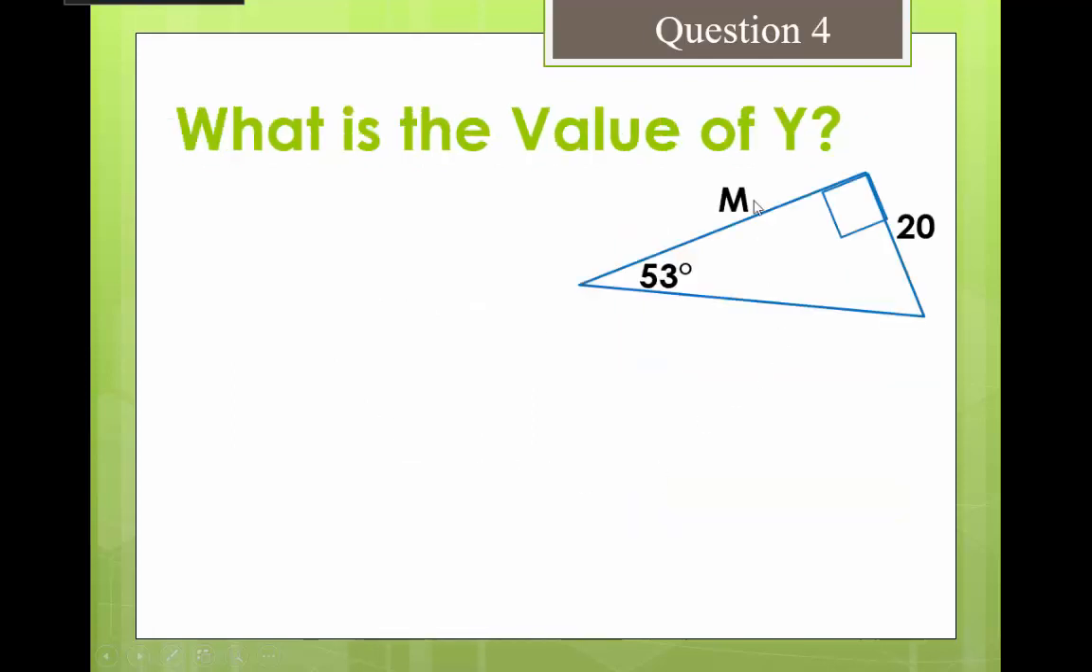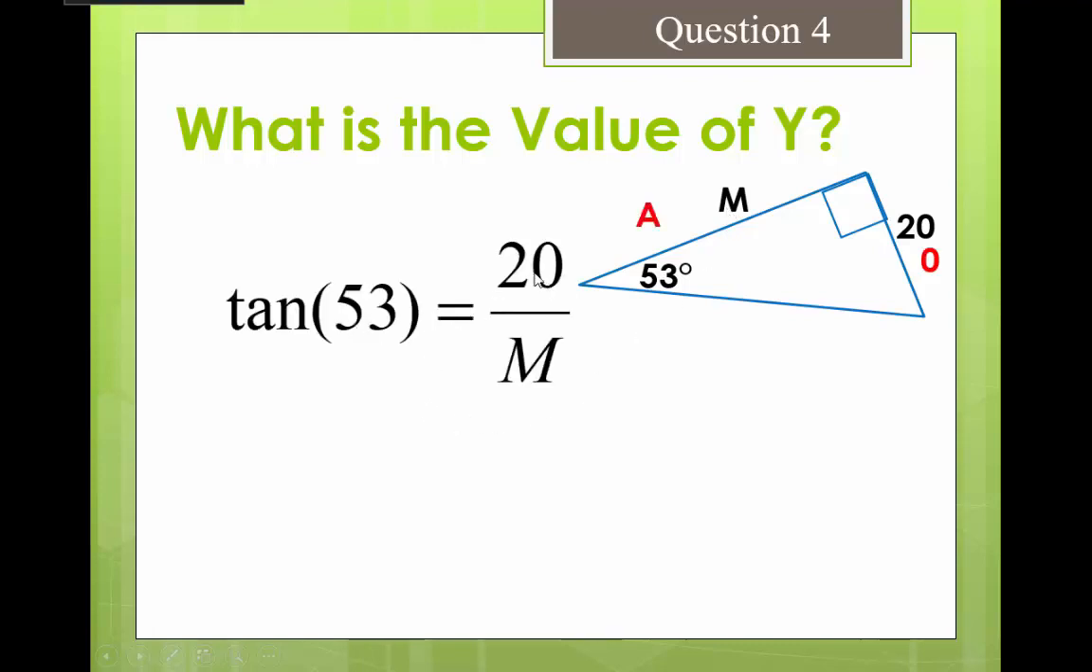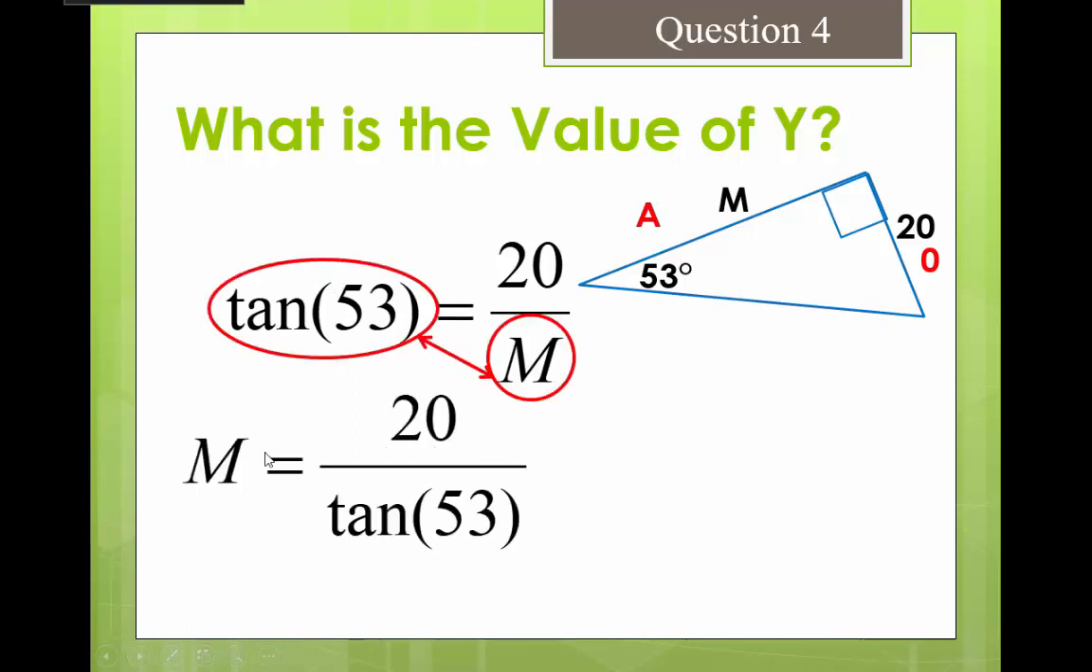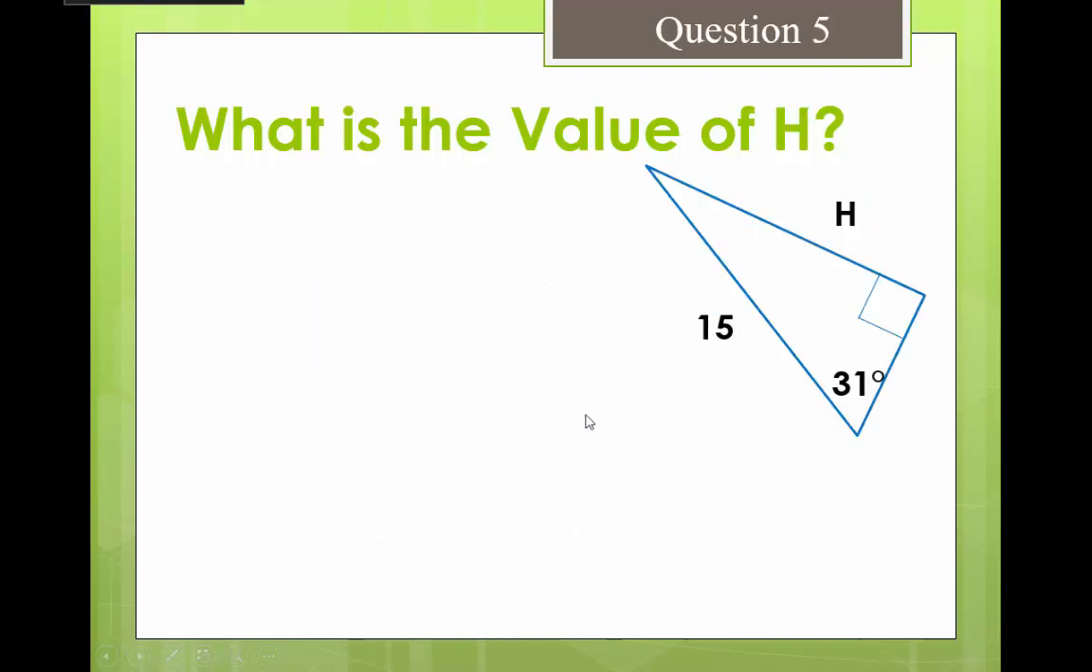What's our known value? We've got m over here. We've got the angle, that's our opposite side, and m is our adjacent side. So we'll be using tan. Tan of 53 is equal to 20 over m. Again, it's on the bottom line, so I'm going to swap those two things over. Therefore m is equal to 20 tan 53, which gives us 15.07.